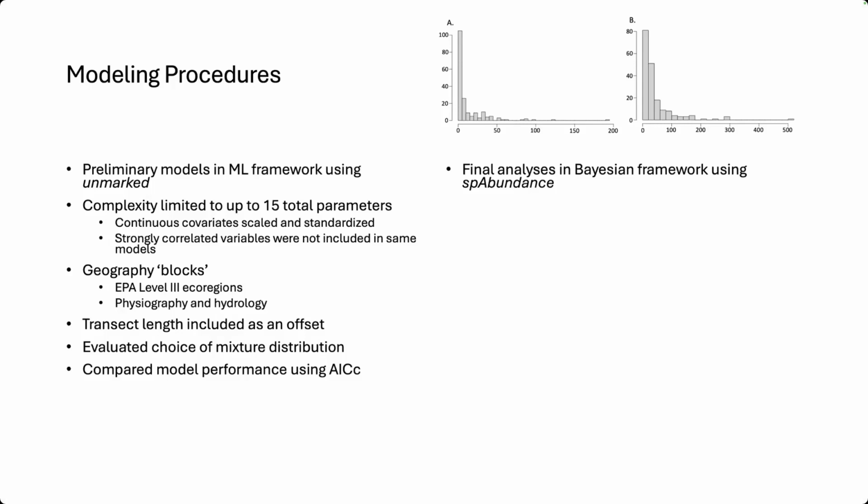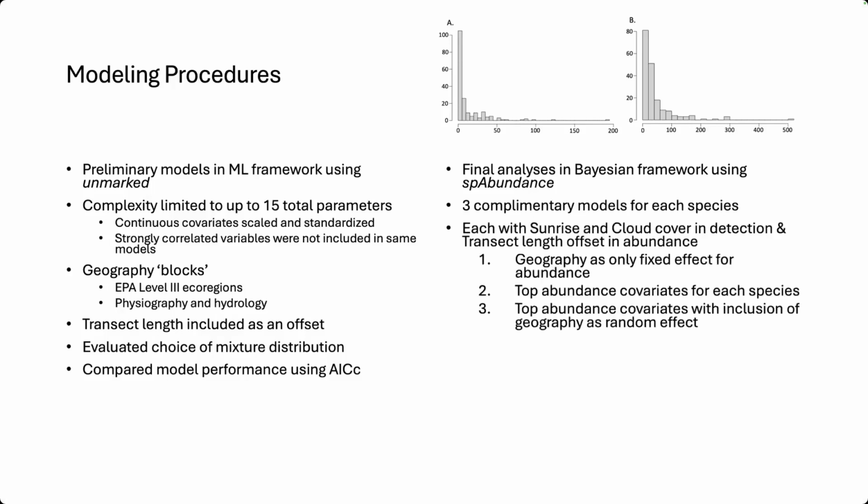What this meant is that we moved our final analyses into a Bayesian framework using another R package called spAbundance, which allows us to circumvent this problem. And here we use three complementary models for each species. Each incorporated sunrise and cloud cover in the detection covariates, because for both Cagle's map turtles and river cooters, sunrise and cloud cover were the most important and most informative detection covariates. And we included transect length as an offset.